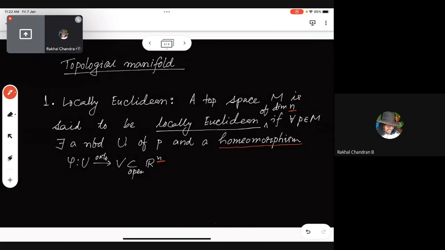Make it a cylinder. Is it locally Euclidean? Yes. Okay, it is locally Euclidean. Increase the volume a little bit. Suppose I do this. Like this, is it locally Euclidean? No.